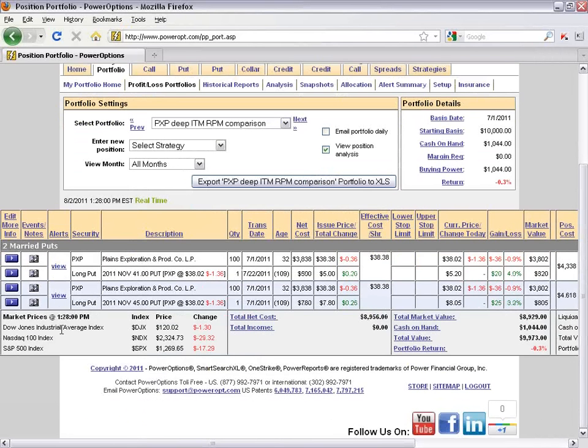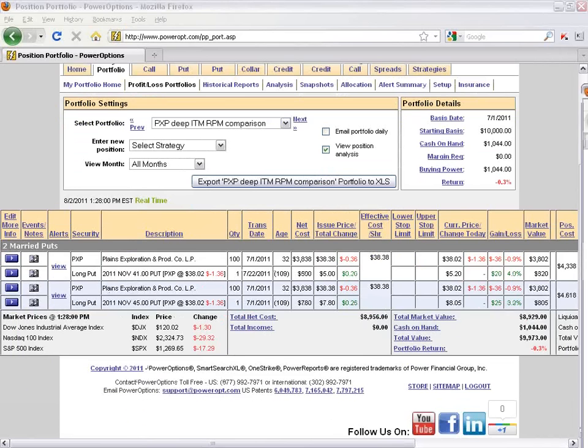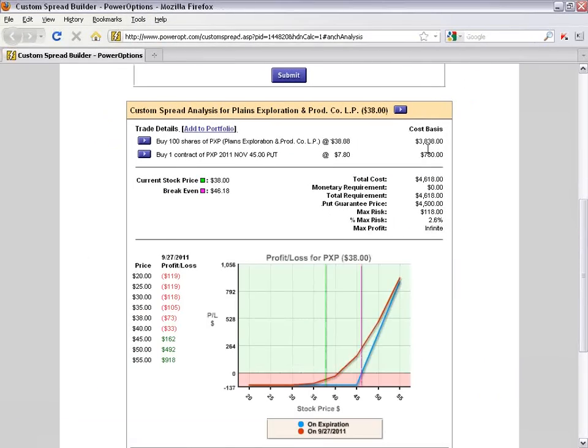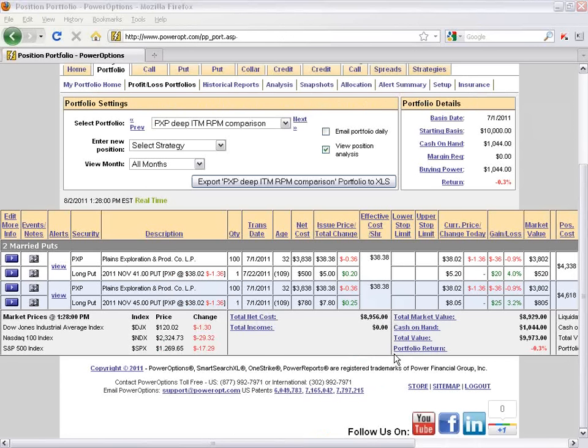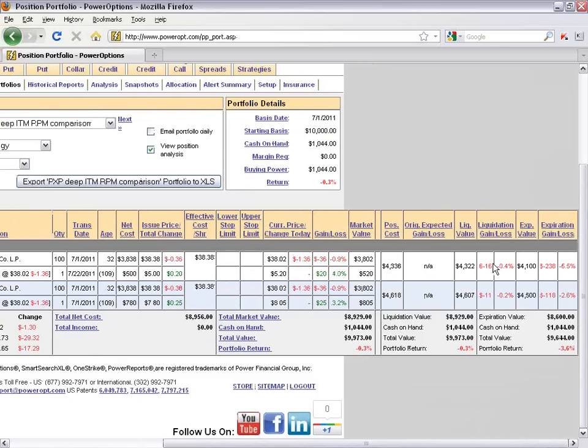Now his position likely would have opened the, he informed me that he might have bought the November 45 put, which had a risk right around 2.6%. So he paid $7.80 for the 45 put, so the total investment moves up to $46.18, but he's only risking $118 or 2.6%. Where's the problem? Technically, right now, there isn't a problem. I apologize for that. This is sort of the problem of doing live presentations.